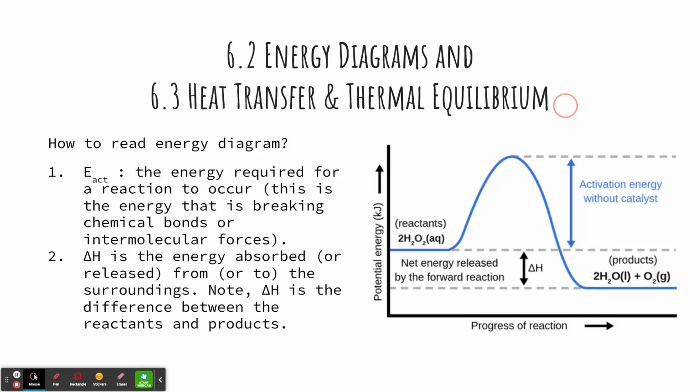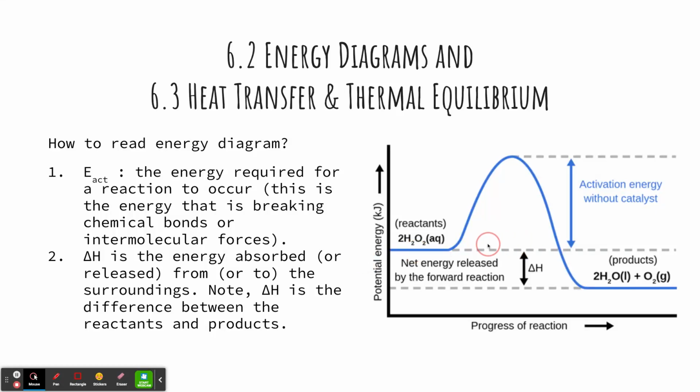So today, guys, we're going to talk about 6.2 energy diagrams and 6.3, which is heat transfer and thermal equilibrium. So guys, let's first talk about how to read our energy diagram, right? You'll notice that the x-axis is labeled as the process of the reaction. Sometimes it's called the reaction coordinate. So that's the x-axis. On the y-axis is what we are measuring, our potential energy, okay? And that is often in kilojoules, okay?